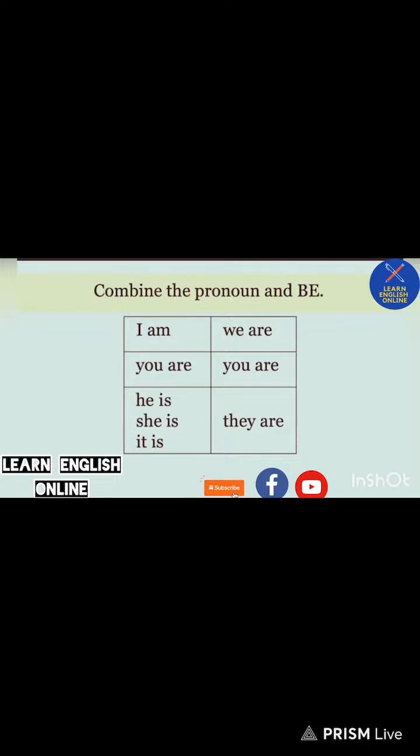Let's do it. Look at I am. So in I am, we drop the A, we move the M a little closer, and we add an apostrophe. I'm. You are. Again, we drop the A here, we push it a little closer, and we add an apostrophe. You're.